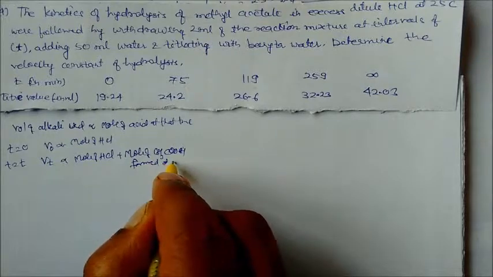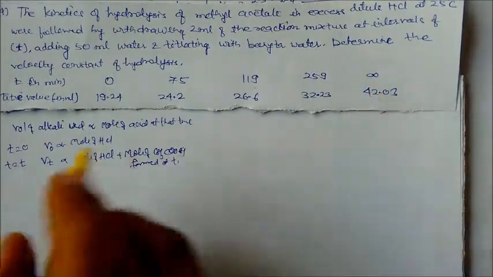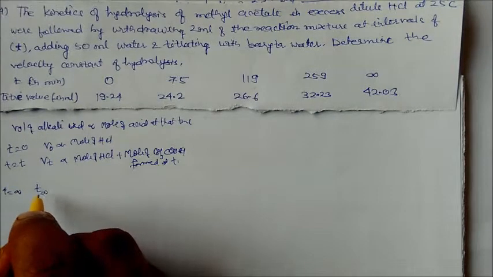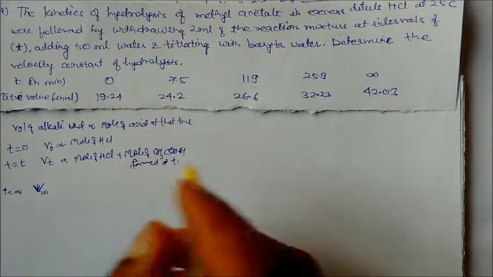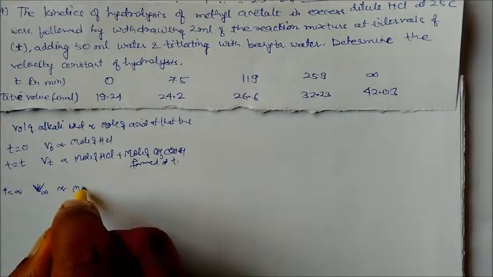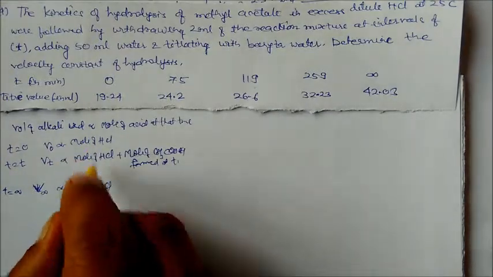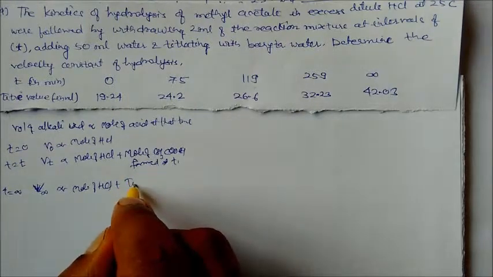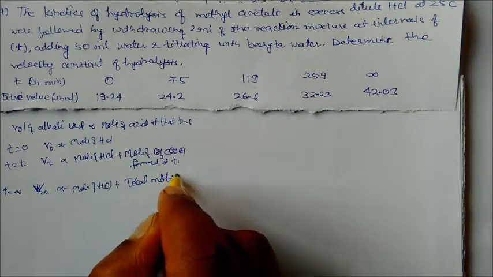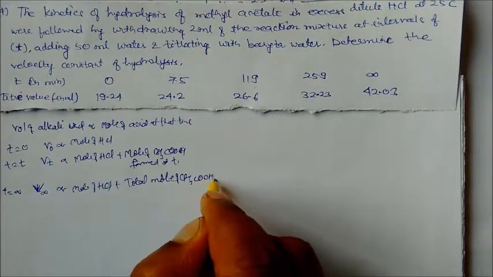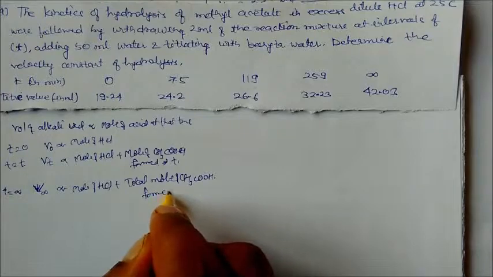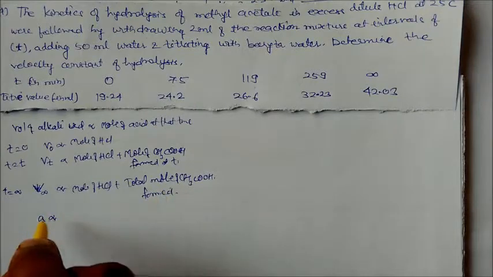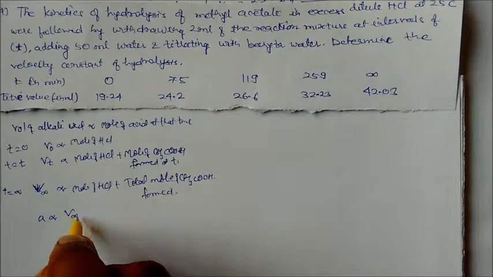Now if you take the infinite time, what will happen? V infinity, the volume, will be proportional to the moles of acetic acid, and here you will get the maximum, that is the total moles of acetic acid formed at infinite time. So we can write that A is proportional to V infinity minus V naught.